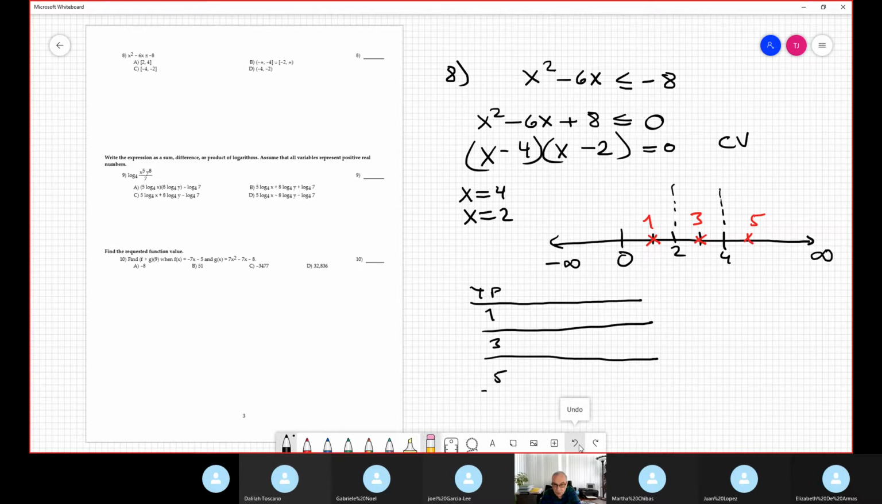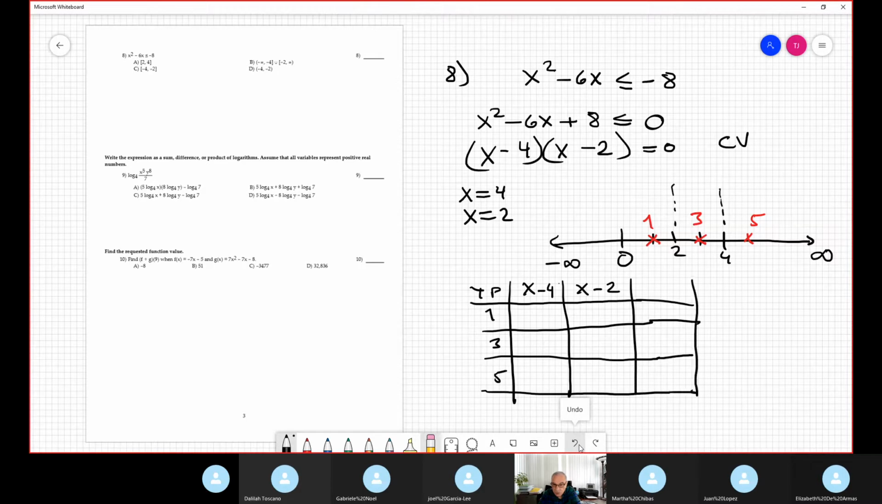And you evaluate one by one the factors, which are x minus 4 and x minus 2. And you condense the information for the sign in one extra column, for everything. Okay, so for 1, 1 minus 4 is negative 3, so you put a negative. I don't care about the value, I care only about the sign. 1 here is negative, and double negative is positive, because it's multiplication, no? So 3 is negative, 3 is positive here, so it is negative. 5 is positive and positive, therefore it's positive.